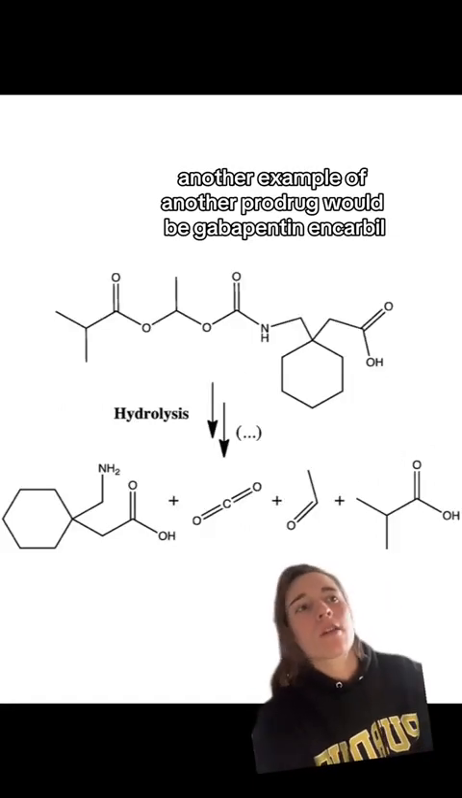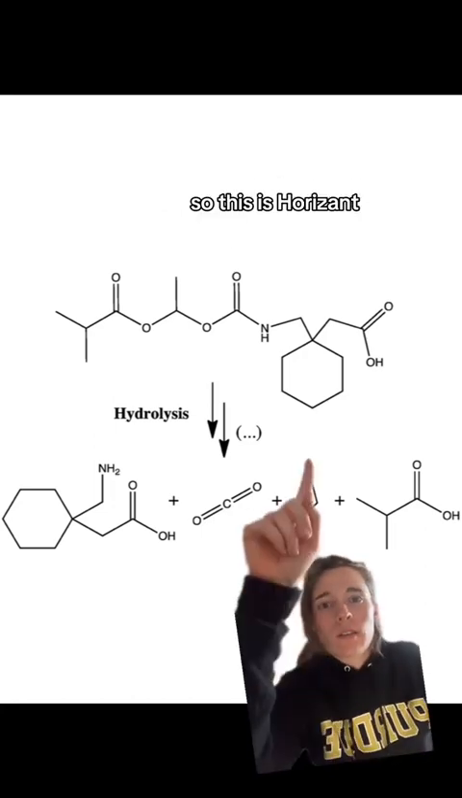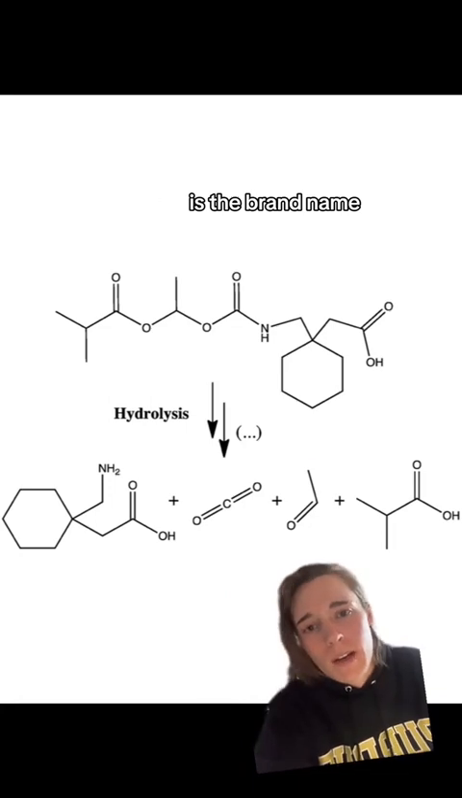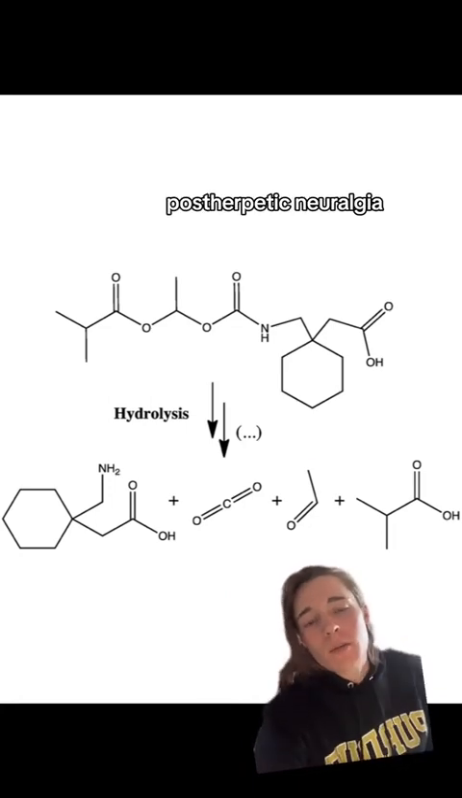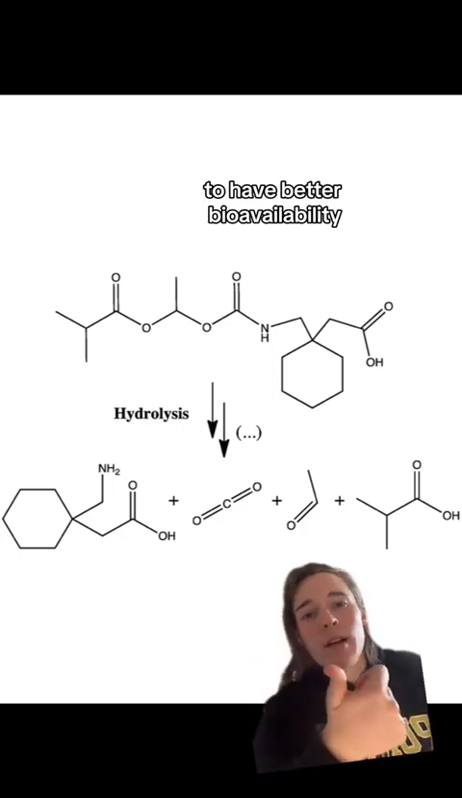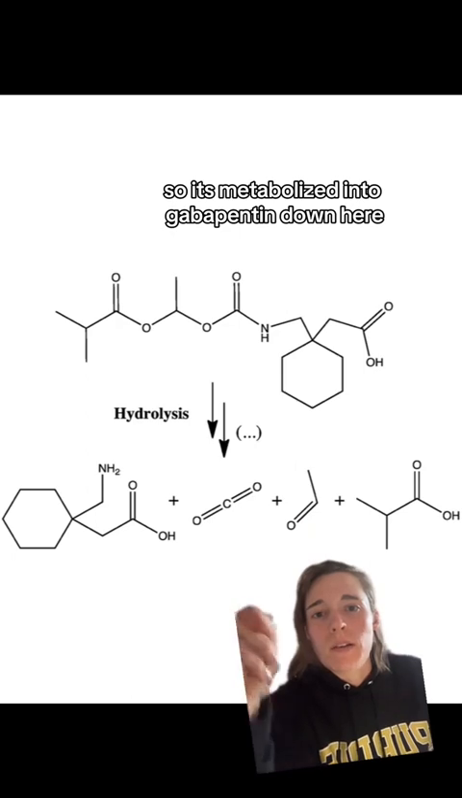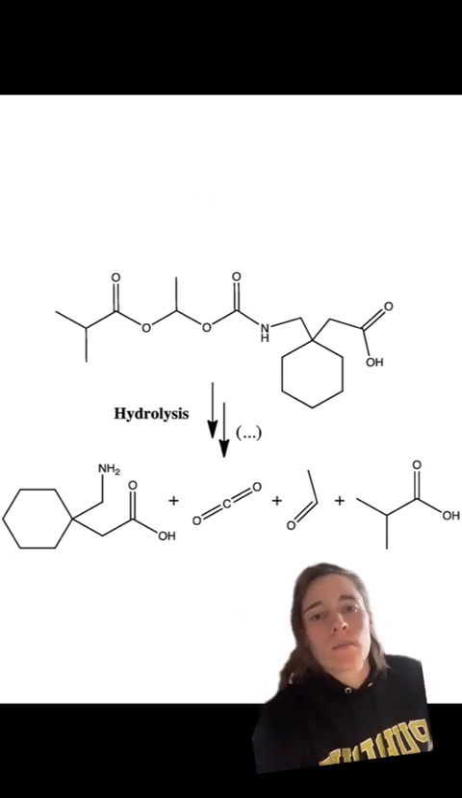Another example of another prodrug would be gabapentin enacarbil. That's what the structure is. So this is Horizant, is the brand name. It's for restless legs and post-herpetic neuralgia. This medication was formulated to have better bioavailability and then also have an extended release system. So it's metabolized into gabapentin down here, and then some byproducts. It's usually administered in the afternoon around 5 p.m.